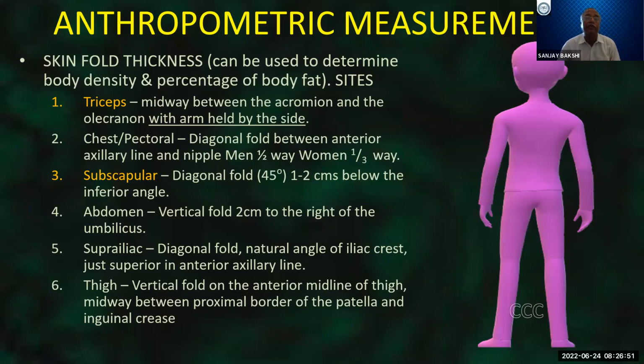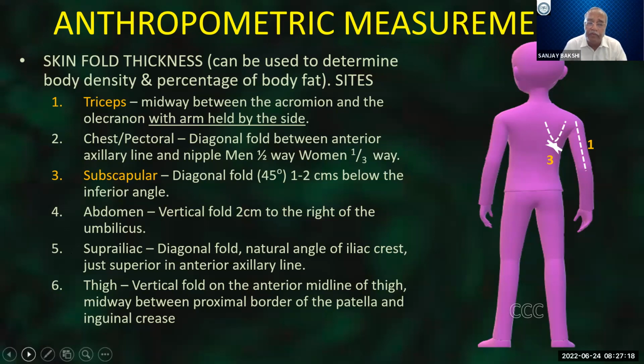We normally use the first, which is the triceps, midway between the acromion and the olecranon, with the arm held by the side. And you also sometimes use the subscapular, which is a diagonal fold at 45 degrees, 1 to 2 centimeters below the inferior angle. I'm giving you the complete list. You actually just need to know the triceps, and perhaps the subscapular. You don't need to know the others normally.